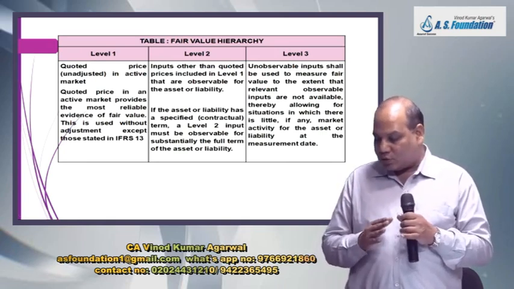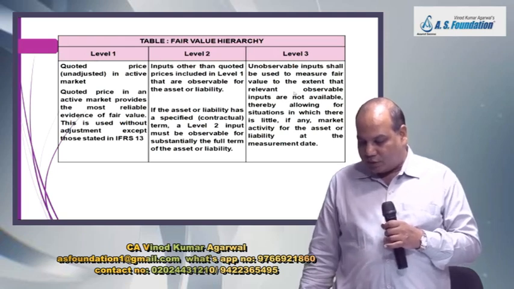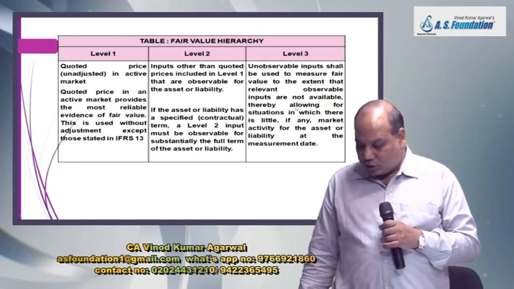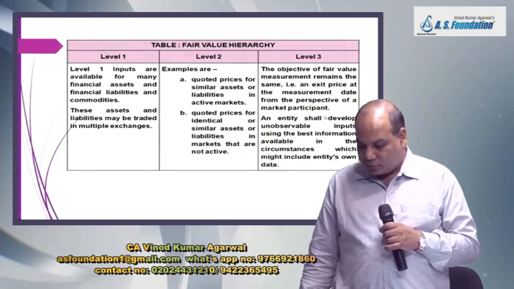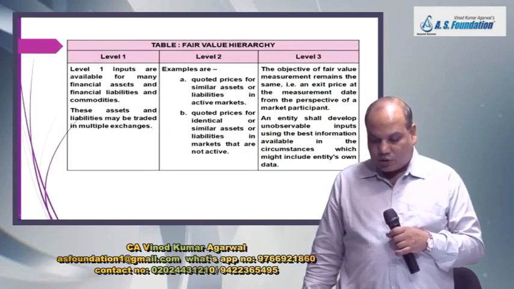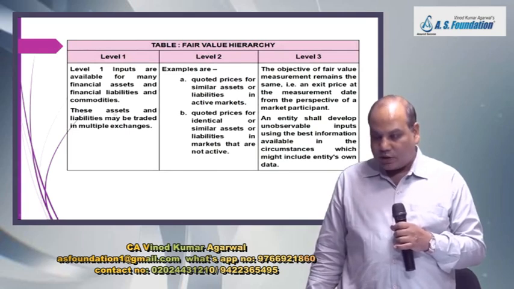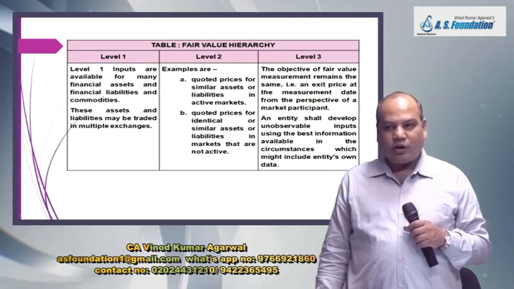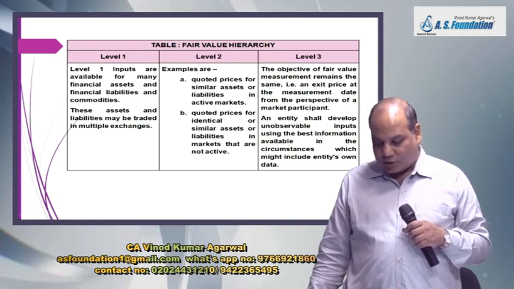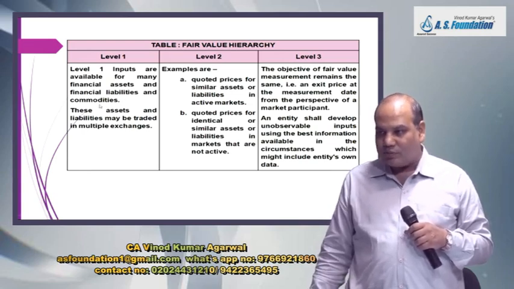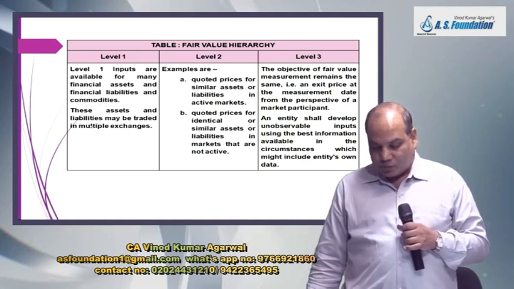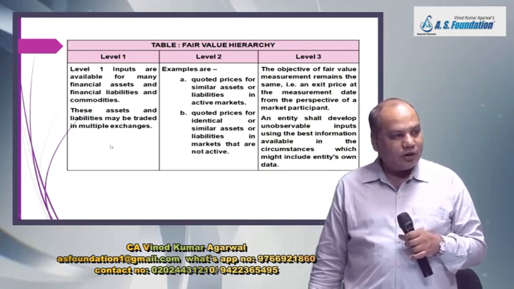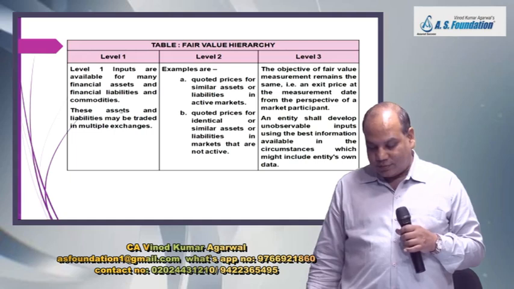So you can just write these are those input for which fair value is not available from the market. Okay, and here the management has to apply their judgment. Next is level 1 inputs are available for many financial assets and financial liabilities and commodities. Like for example, shares which are traded on the stock exchange, bonds which are traded on the stock exchange, commodities which are traded. Okay, these assets and liabilities may be traded in multiple exchanges. So examples are shares, bonds, commodities.